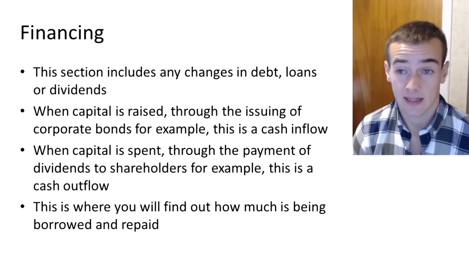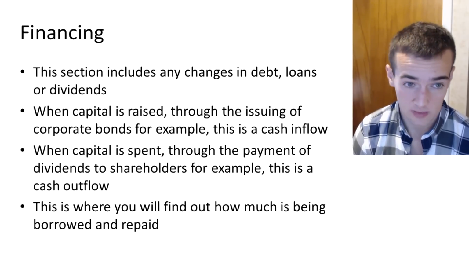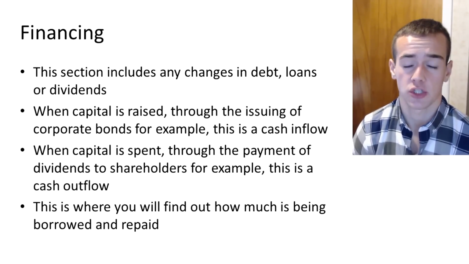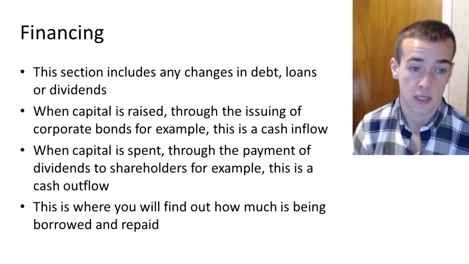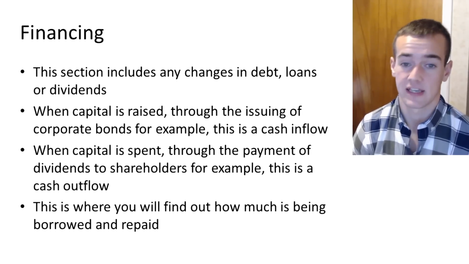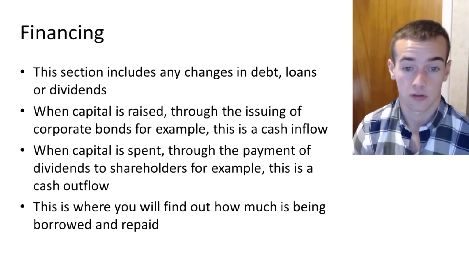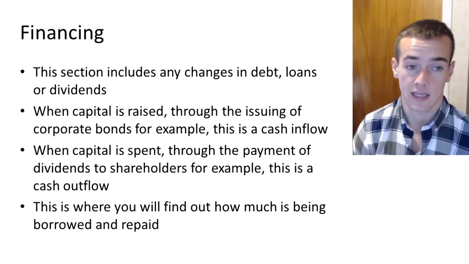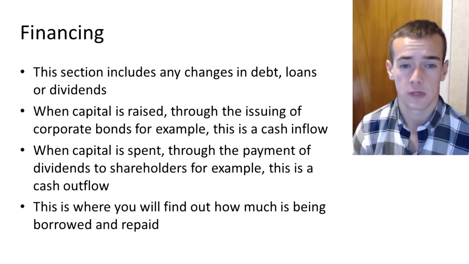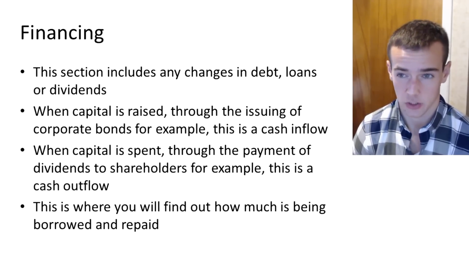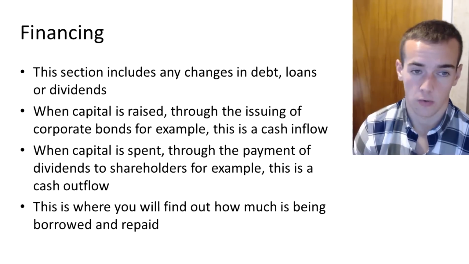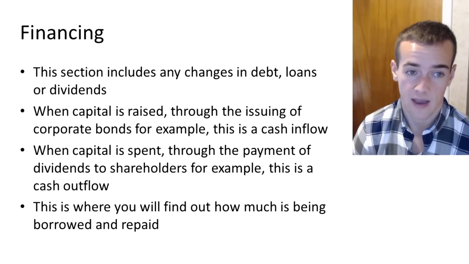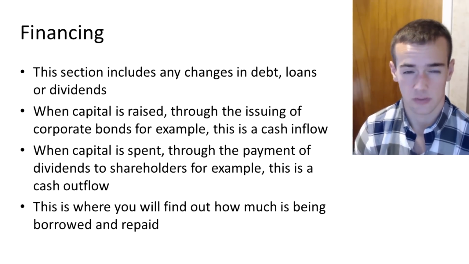And then we have the financing avenue of the cash flow statement. So this section includes any changes in debt, loans, or dividends. When capital is raised through the issuing of corporate bonds, for example, this is a cash inflow. And then when capital is spent through the payment of dividends to shareholders, for example, this would be considered a cash outflow. And both of these would be indicated under the financing section of the cash flow statement. So this is where you're going to find out how much is being borrowed and how much is being repaid under the financing section of the cash flow statement.